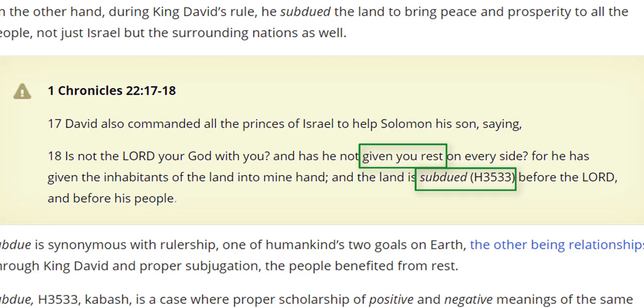Subdue is synonymous with rulership, one of humankind's two goals on earth, the other being relationships. Through King David and proper subjugation, the people benefited from rest.